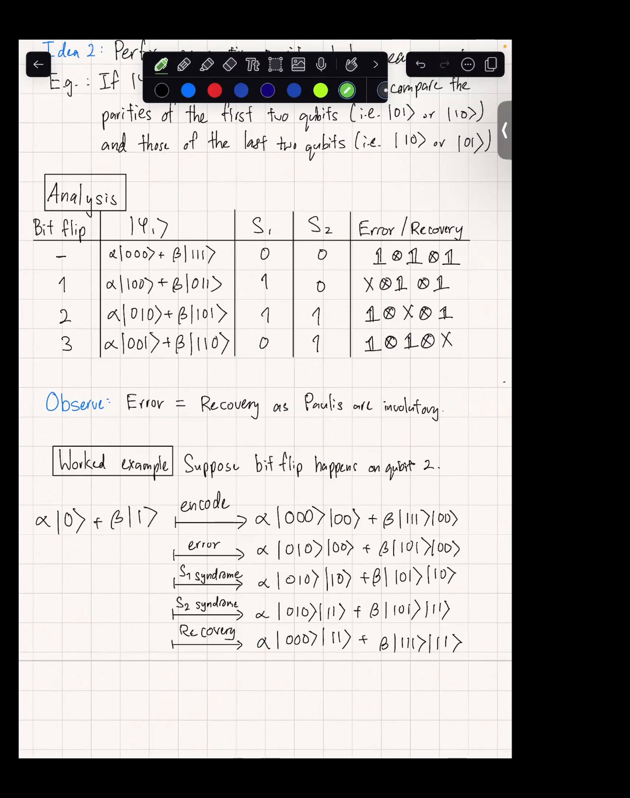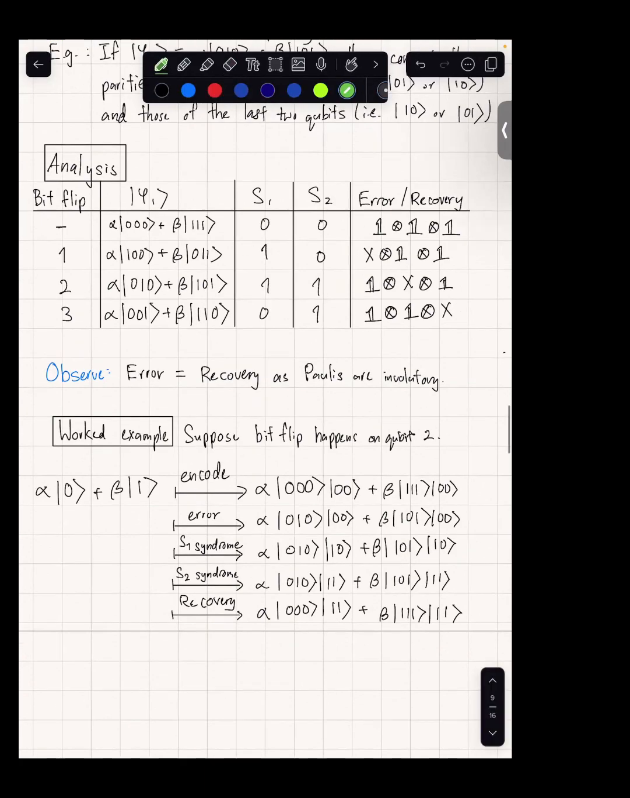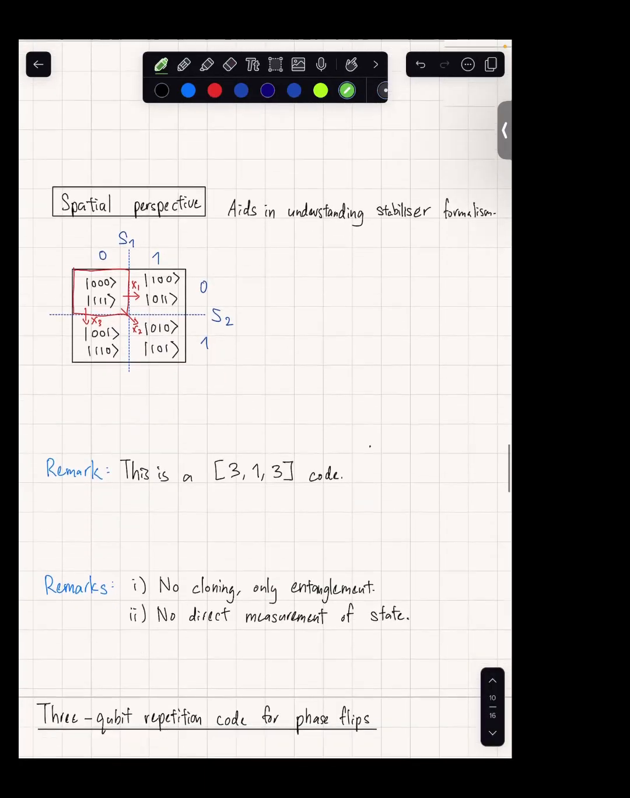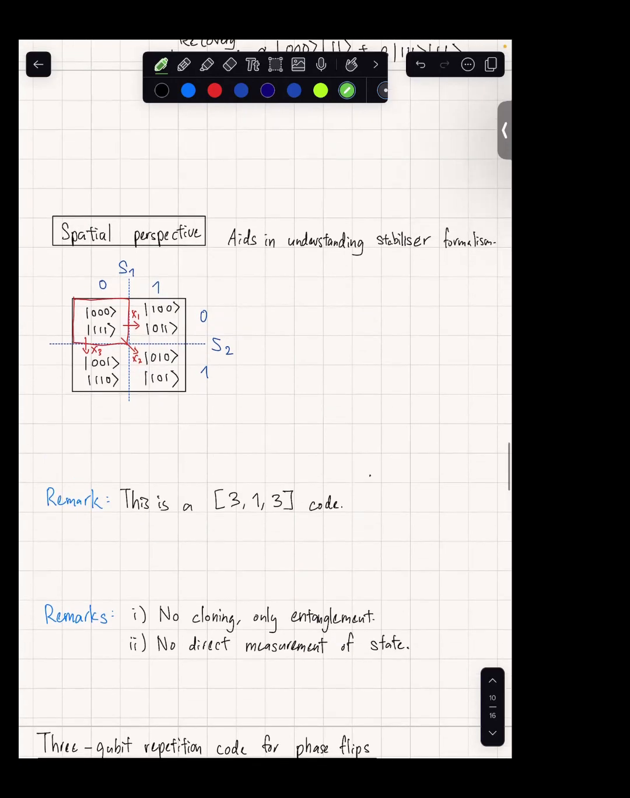One thing to note here is that the error is equal to the recovery, as the Pauli matrices are involutory. So we can just apply the same error matrix to get back to the original state. One particularly helpful way of viewing this code is the spatial perspective. This is very important for understanding the stabilizer formalism later on.